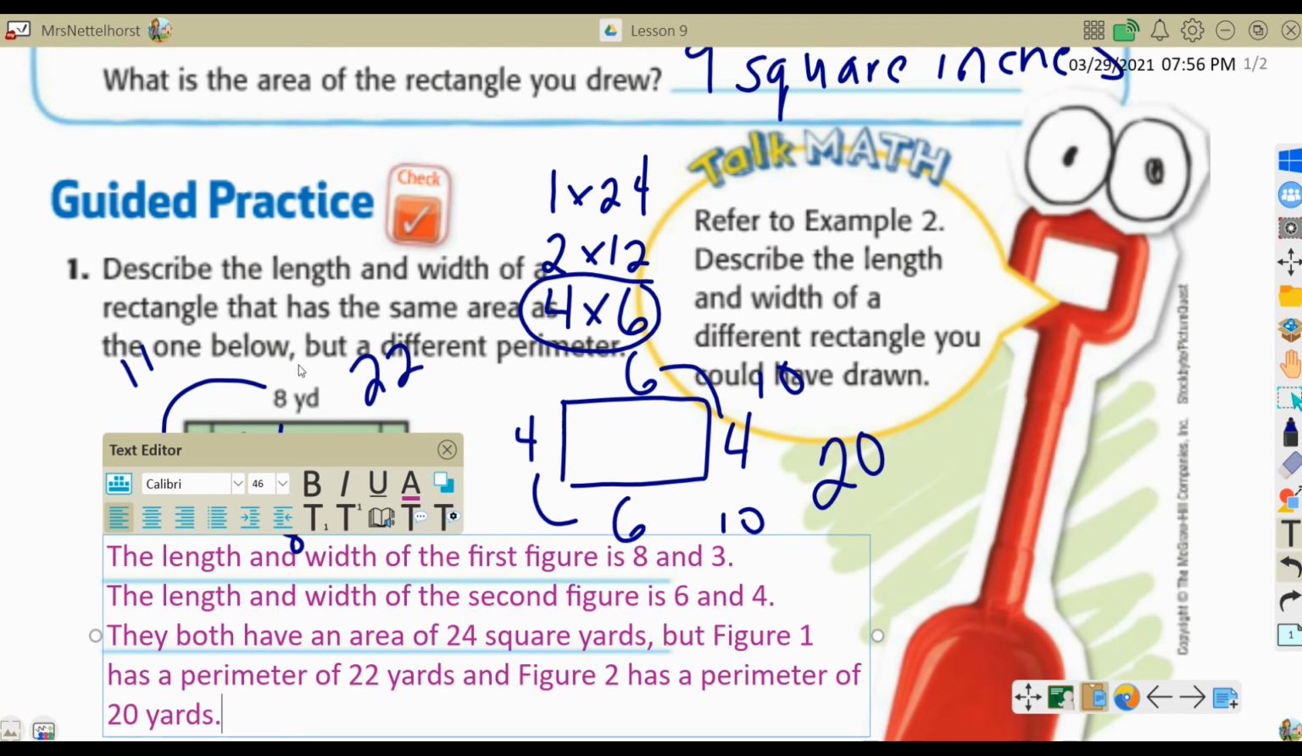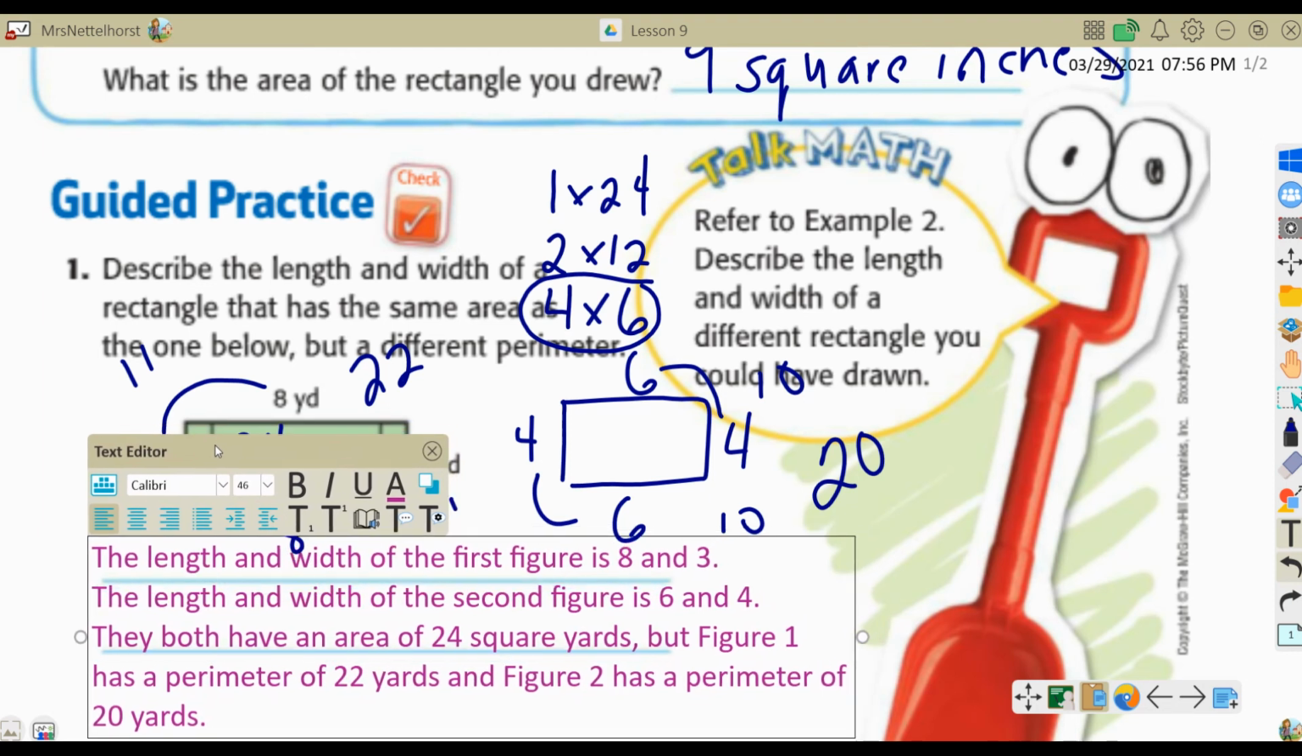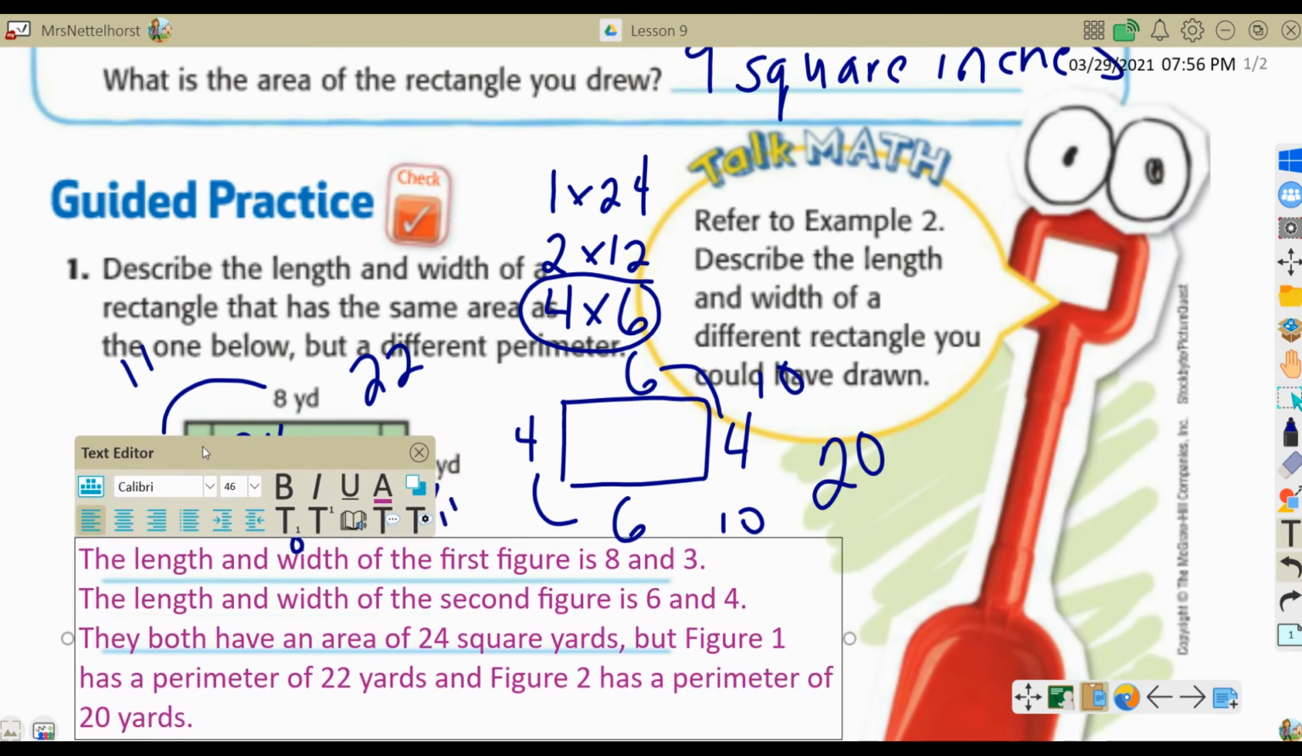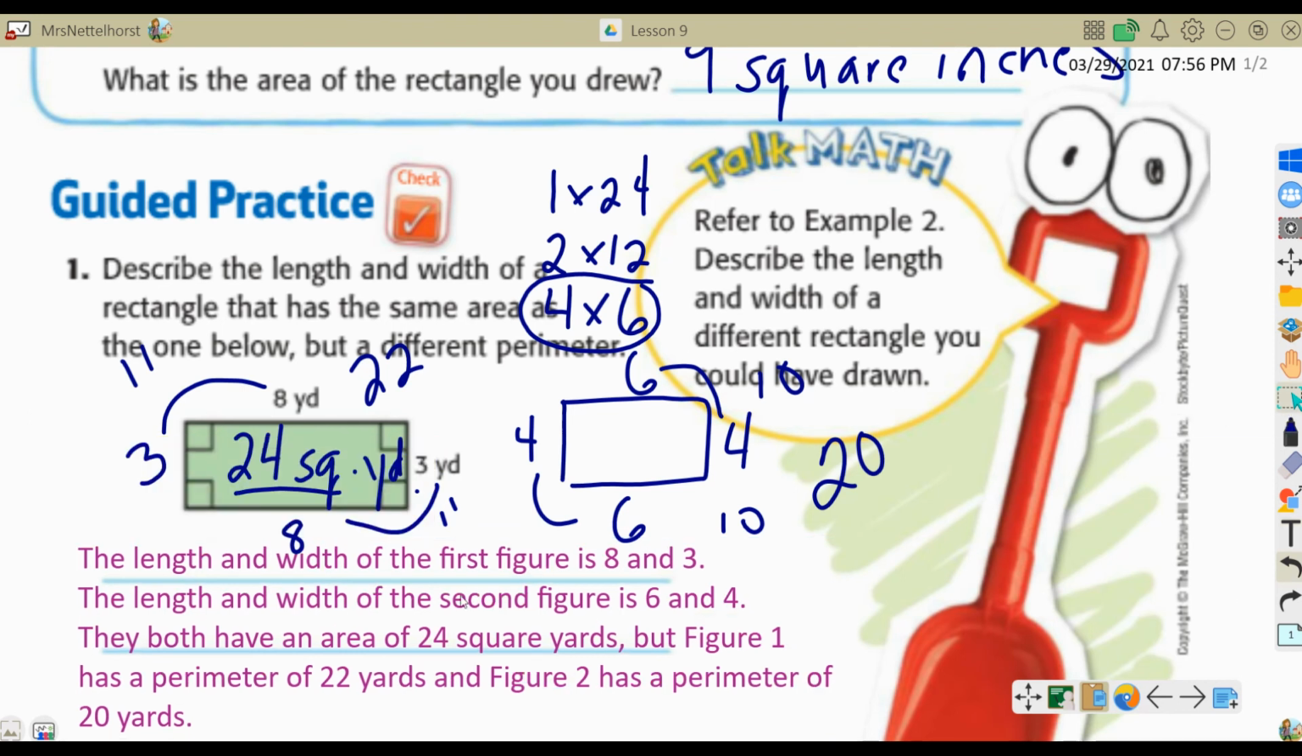Get it all to fit on your page there. So you'll have to adjust your text box. You'll have to adjust your font size just like I did so you get it all on there.